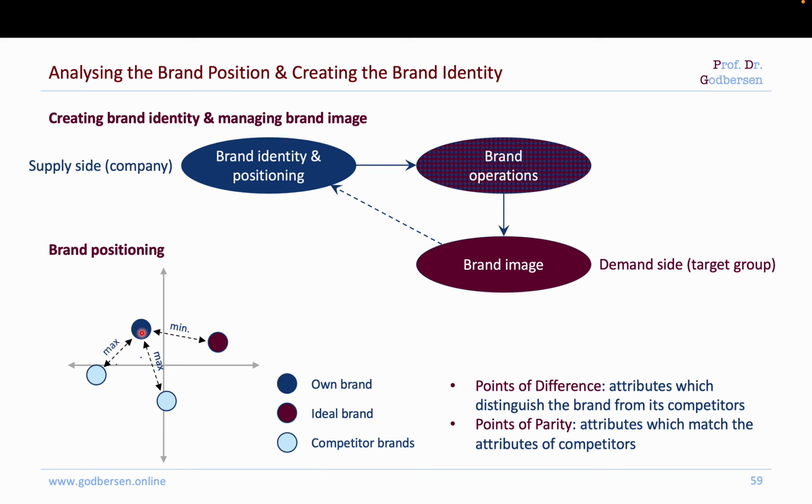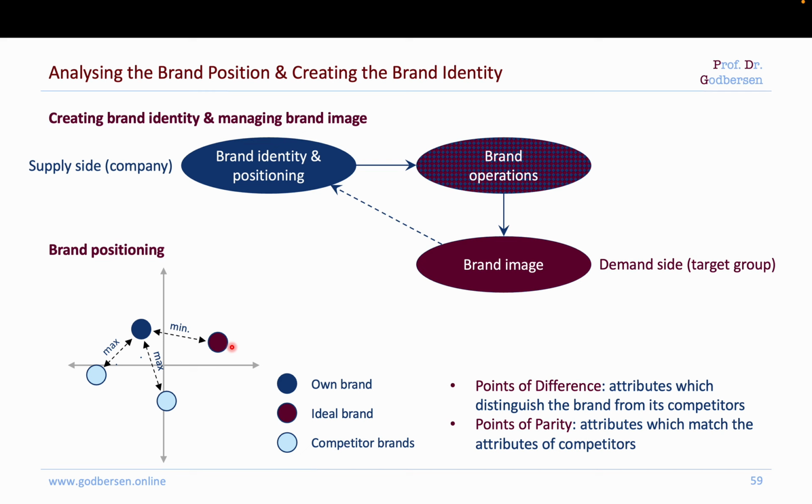To be successful in the market as a brand, we need to position ourselves close to the preferences of the target group. You can translate the preferences of the target group as the ideal brand. The maroon bubble, this is what the target group wants. So we want to fulfill the preferences of the target group. Figuratively speaking, we want to position ourselves very close to the ideal brand, what the target group expects.